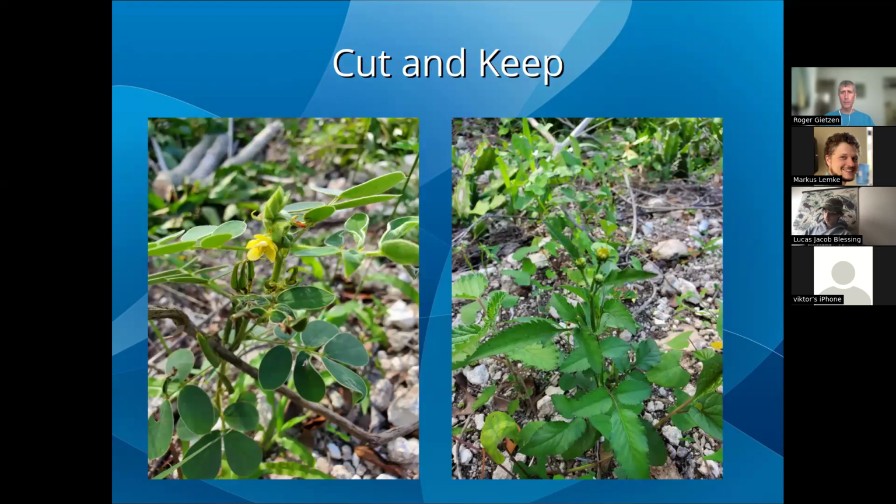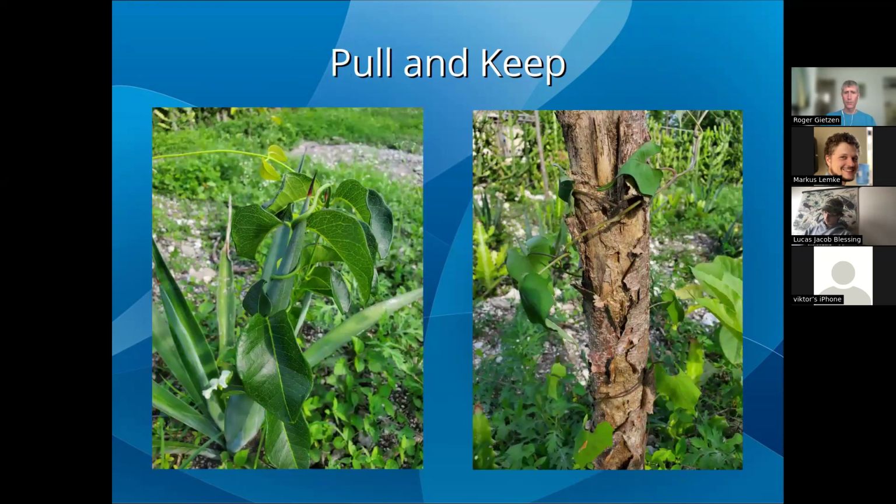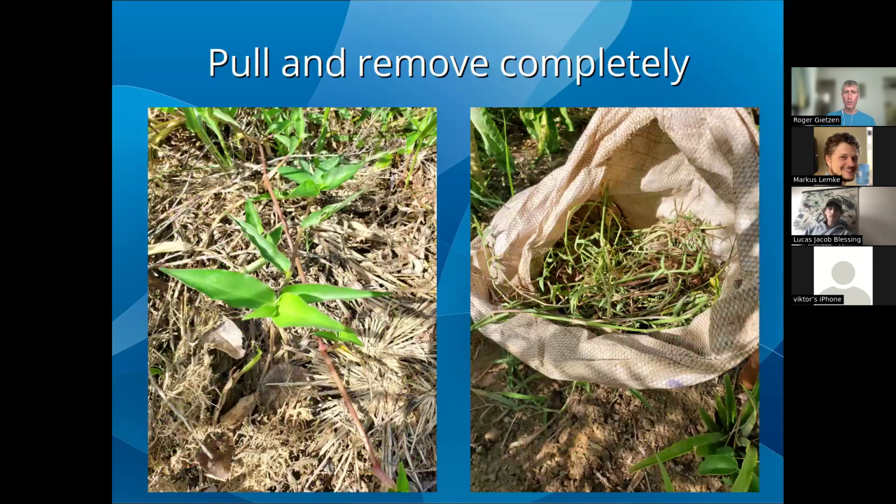So here are some examples of the plants that we would just cut and keep in Haiti. They're little flowering herb-like guys. That one on the left is leguminous. Here's a vine. You guys all know what grass looks like. These I would pull and keep the material.